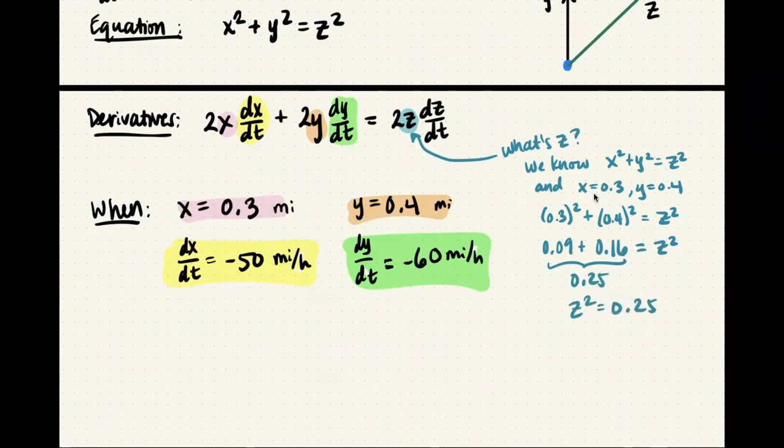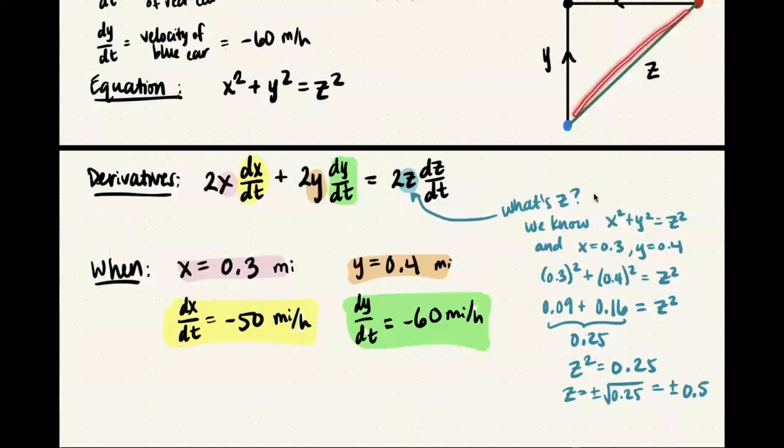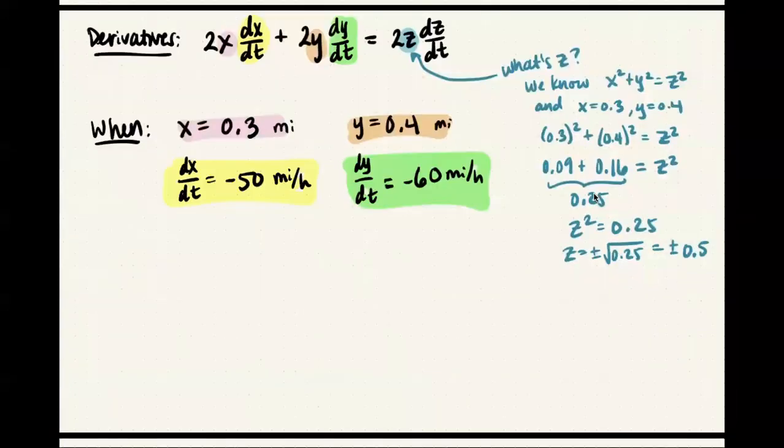I need to take the square root of both sides. Now, normally I would say z equals plus or minus the square root of 0.25. That's plus or minus 0.5. But because z is a distance, it's a length between the two cars, I'm going to take the positive value because I can't think about a negative distance. I'm going to think about a positive distance. So I'm going to say z is the positive value, 0.5. Great. Now I have a value for z that I can plug in up here when I'm solving for dz dt.